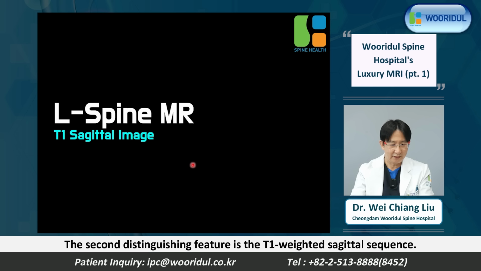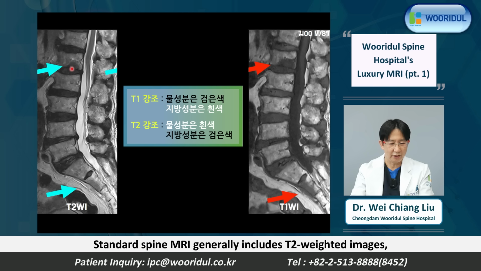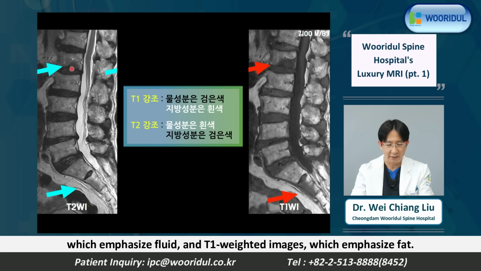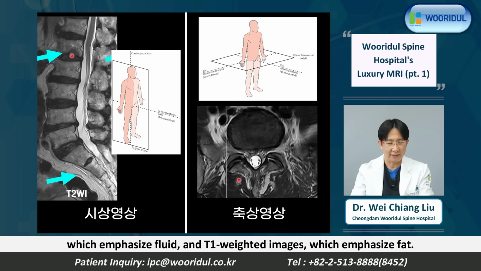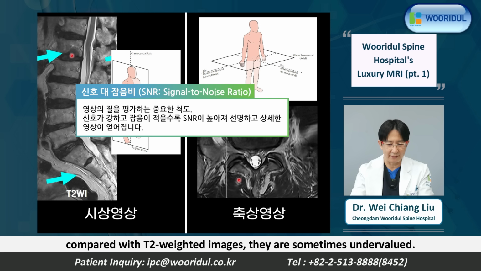The second distinguishing feature is the T1 weighted sagittal sequence. Standard spine MRI generally includes T2 weighted images, which emphasize fluid, and T1 weighted images, which emphasize fat. Each sequence is obtained in both sagittal and axial planes. Because T1 weighted images have a relatively lower signal-to-noise ratio compared with T2 weighted images, they are sometimes undervalued.